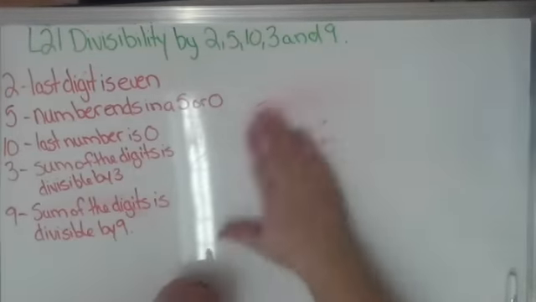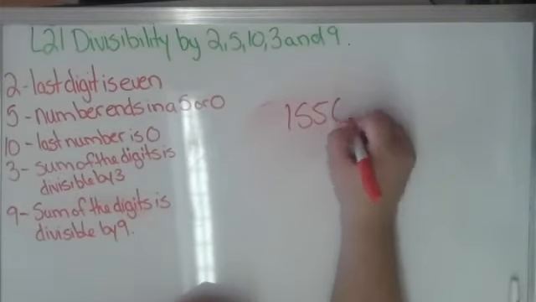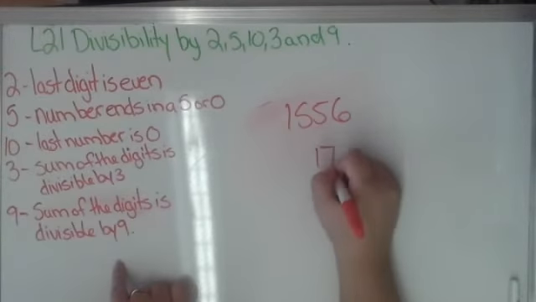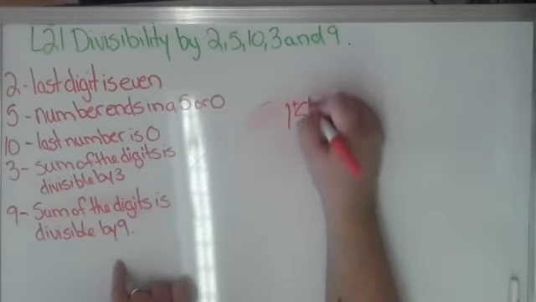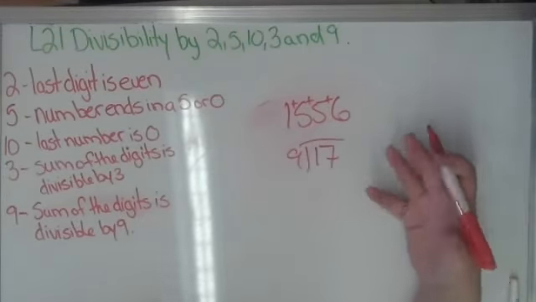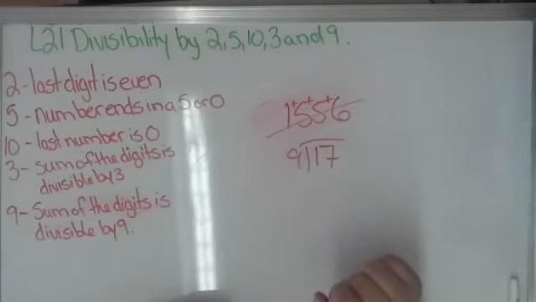We can use the same number and try it out for 9. 9 is the same thing. The sum of the digits, which was 17, we add them all together. We got 17. Is 17 divisible by 9? No, it is not. That means this number is also not divisible by 9.